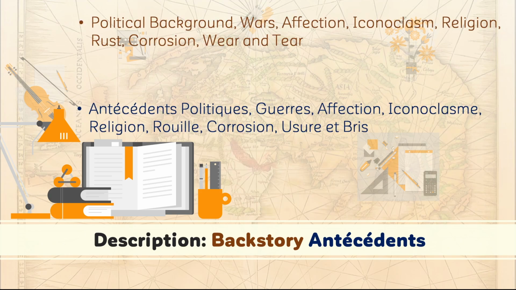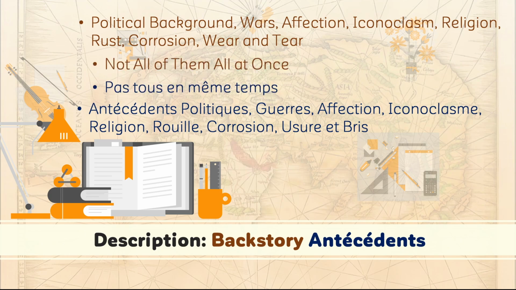So, as I said, political background of the scene or the object, traces of war, traces of affection, like people rubbing some place on the object or statue. Iconoclasm, which is like people destroying pictures because they don't like it for many reasons. Traces of religion, rust, corrosion, wear and tear. And don't put them all at once on the piece, it would be a mess. Just pick what needs to fit there.